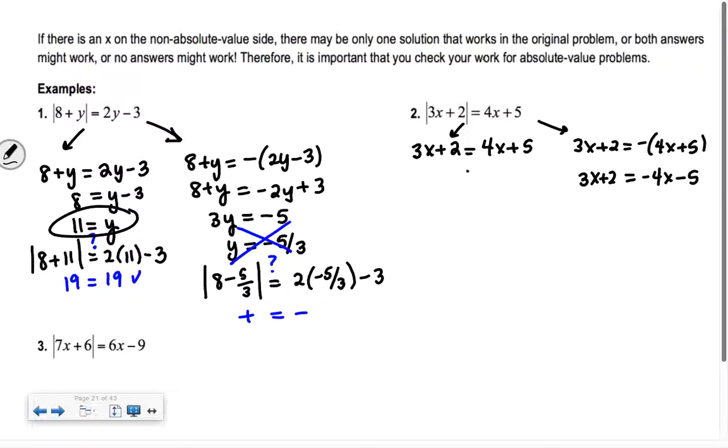So when I subtract 3x over, I get x. When I subtract the 5 over, I get negative 3. When I add my 4x over, I get 7x. When I subtract my 2 over, I get negative 7. So I get x equals negative 1. So no fractions this time at least.